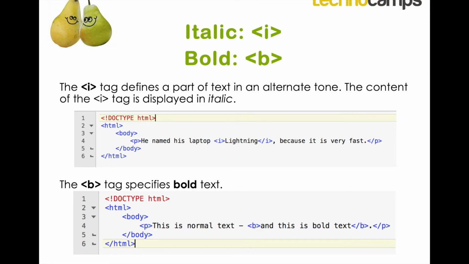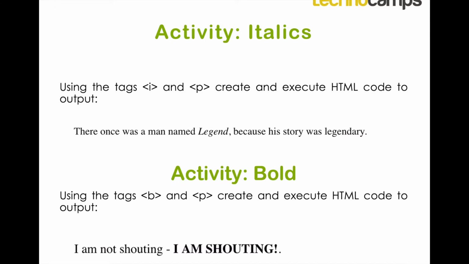So as an activity, I'd like you to pause the video here and try and create your own. Create your own sentence where bits of that paragraph are in italic. I want you to create your own sentence where bits of that paragraph will be in bold, as you can see here. Okay. So pause the video now to give that a go.